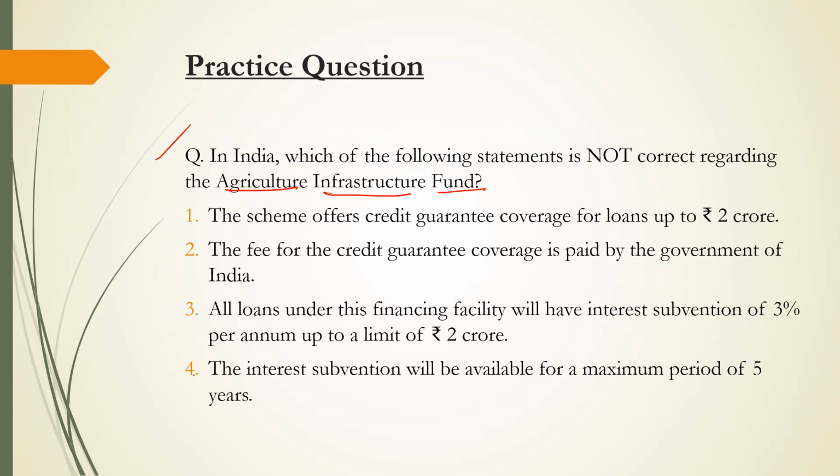It would be 4. The interest subvention is for a period of 7 years, not okay. All right, so let's just revise the content very fast. What we have learned.